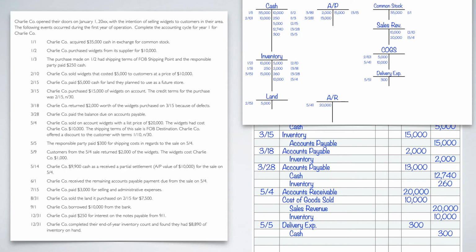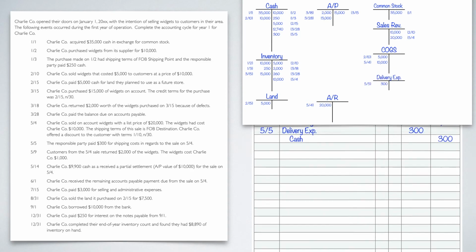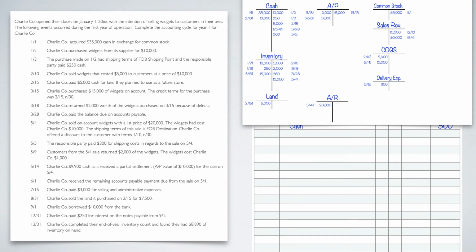So again, this is a return. We need to do the normal, which is opposite of the original, with one minor difference. We're not going to take it directly out of sales revenue. We're going to put it into a different account, and then eventually it will affect sales revenue. We're going to call it sales returns. So let's do the journal entry for that. 5.9. Again, normally we would put sales revenue, but we're going to put sales returns and allowances.